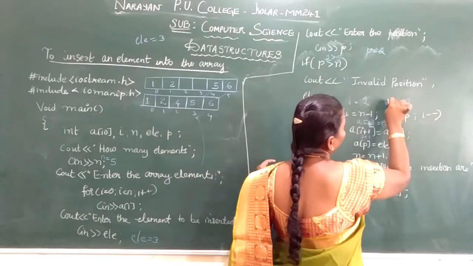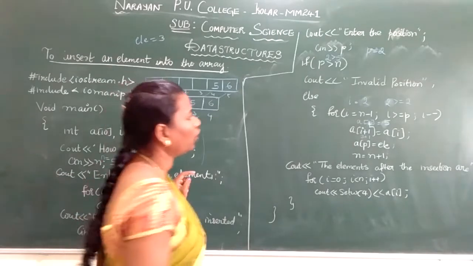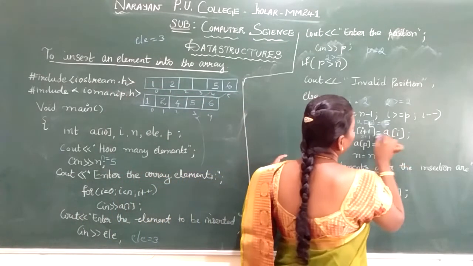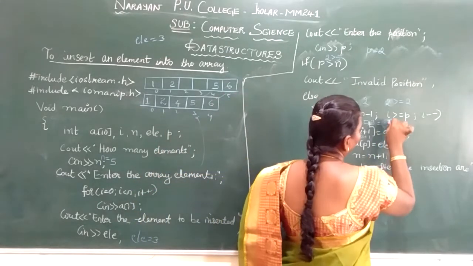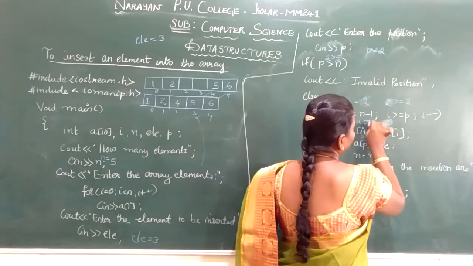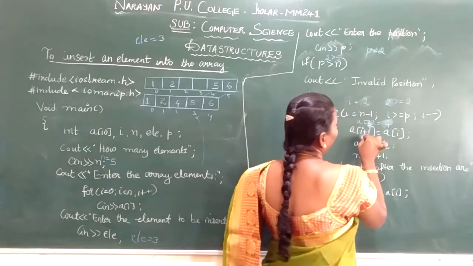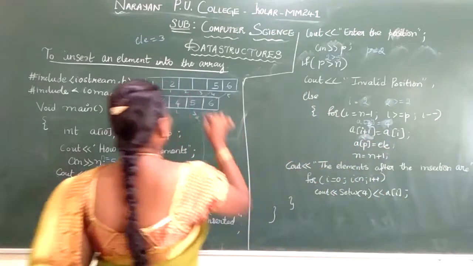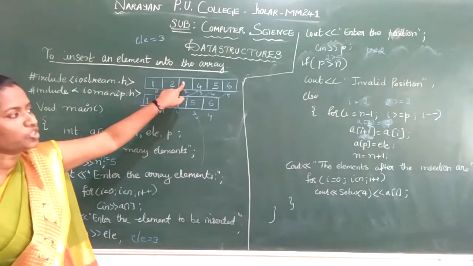Now again I value gets decremented. I value is 2. 2 is greater than or equal to 2. Yes, again the condition satisfies. Now what is your a of I? A of I is 2, in 2 you have 4. 2 plus 1, 3. So at a of 3 I am giving the value 4. Now this place is vacant.